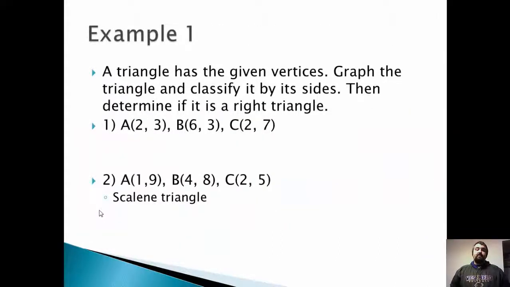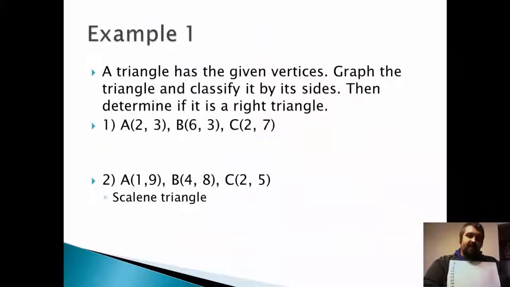In example 1 here, a triangle has been given the vertices. Graph the triangle and classify it by its sides, then determine if it is a right triangle. Alright, for this example, I'll be plotting it on my makeshift grid here. The first thing on this type of problem, because it's asking me to graph the triangle, I have to plot all three of those points.